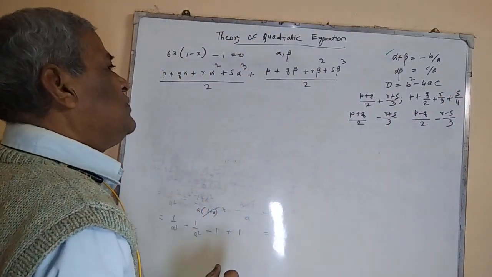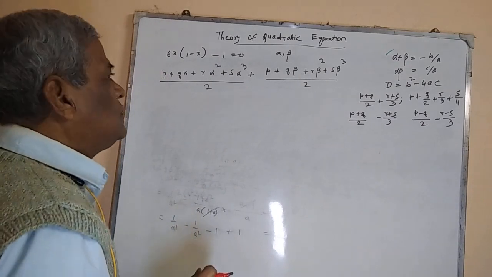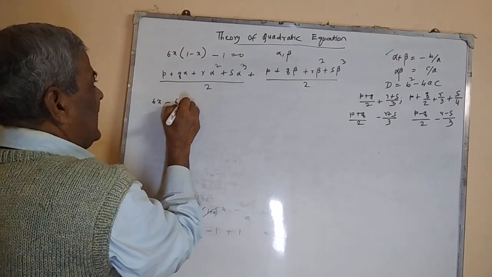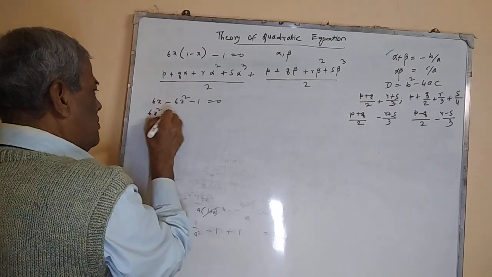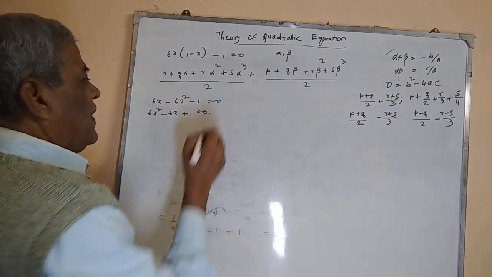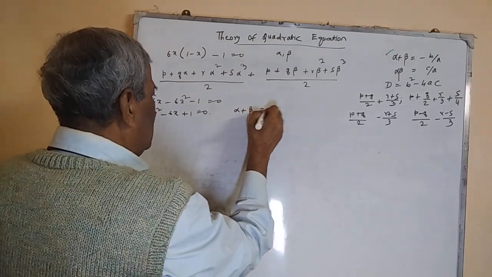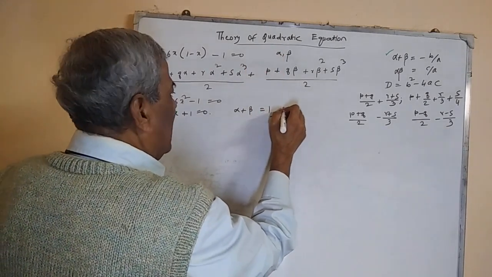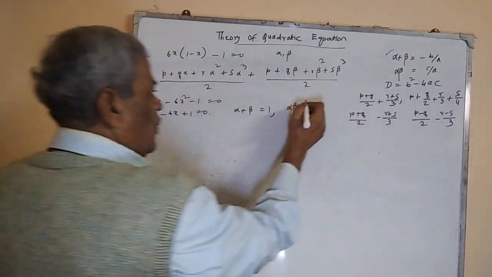It is a problem of symmetric functions. First of all, try to simplify the equation. The equation is 6x minus 6x square minus 1 is equal to 0, that is 6x square minus 6x plus 1 is equal to 0. So its roots are alpha and beta. Then alpha plus beta is equal to minus b by a, that is 6 by 6, which is 1. And alpha beta is equal to c by a, that is 1 by 6.